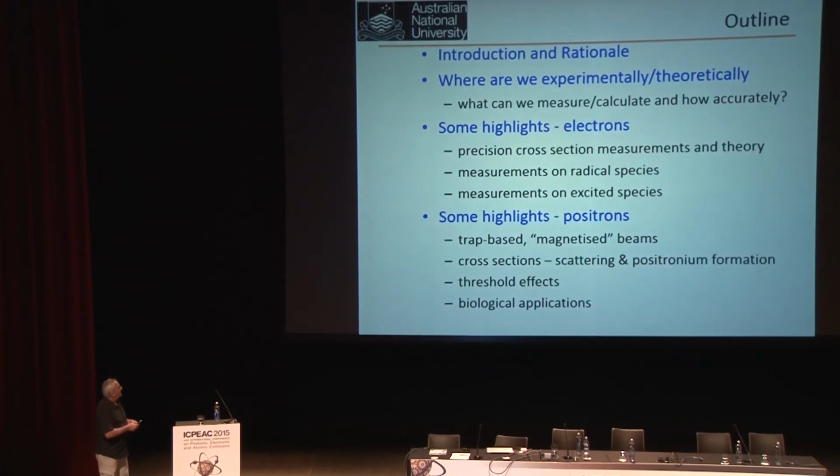I'm going to commence today trying to outline a little bit about what we do and why, where we are experimentally and theoretically, what sort of things we could measure, at least from my perspective. And I'll give a very personal perspective about what I think are some highlights of electron collision measurements over probably the last 20 years or so.